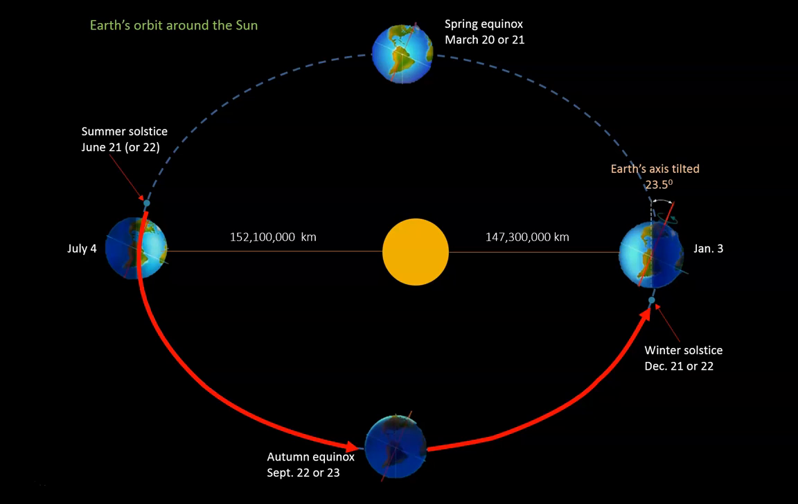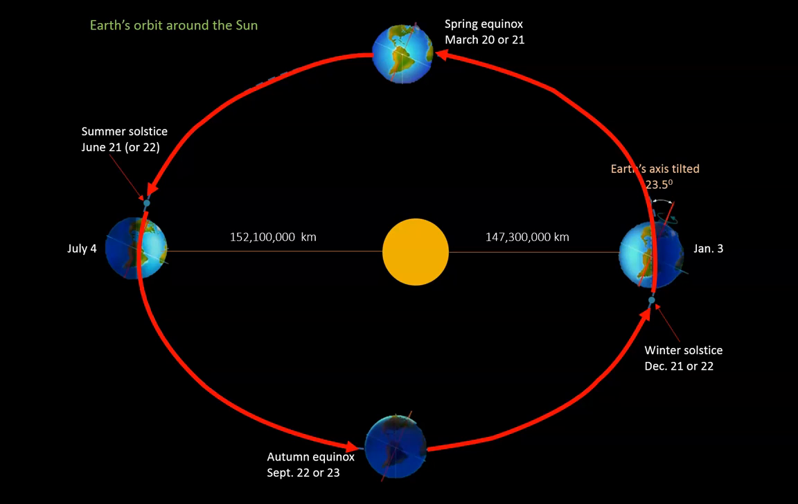Since 1800, winter solstice has been on December 21st 63% of the time, and December 22nd 37% of the time. Winter starts here, but the days now start getting longer until the spring equinox, when day and night are once again equal. The days continue getting longer until June 21st, the summer solstice.